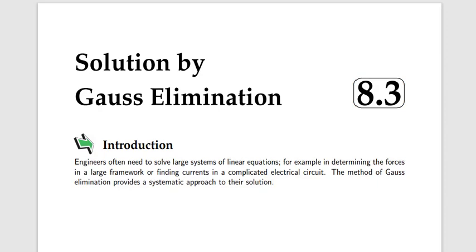Okay, so now let's talk about our next topic, the Gauss elimination method in matrices. What is this method? This is Gauss elimination.